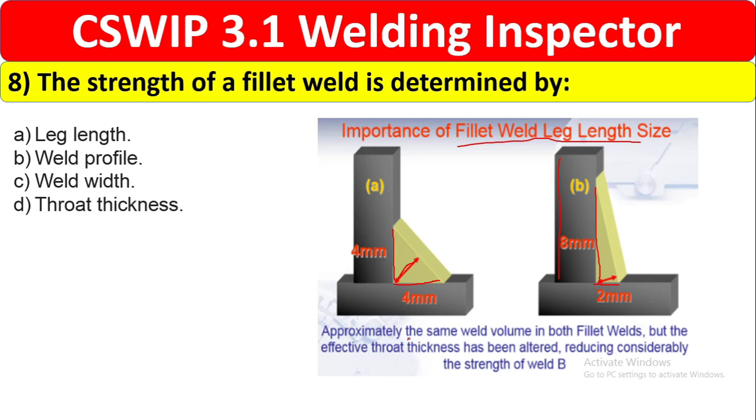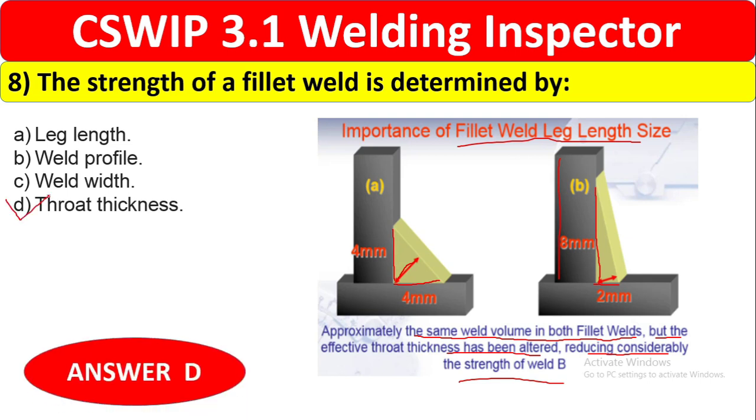If the throat thickness is not as per the equation 0.707a, you cannot get the actual throat thickness. Approximately the same weld volume is in both fillet welds, but the effective throat thickness has been altered, reducing considerably the strength of weld B. In weld B the throat thickness is less, that's why you cannot get the correct strength in this joint. So the very important thing is that the correct answer is the throat thickness. Option D is the correct answer.